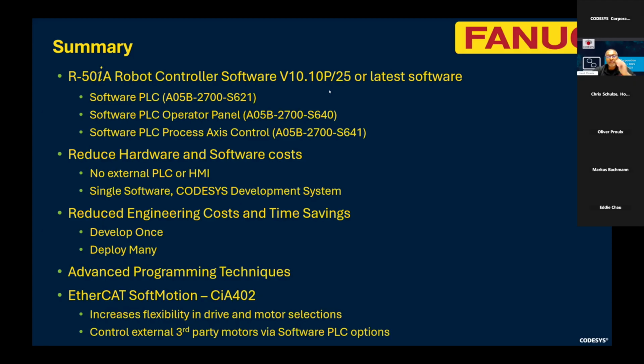And EtherCAT soft motion using the CIA 402 drive profiles will increase flexibility in drive and motor selections that allow the control of external third-party motors. A diversity of motors can be added as EtherCAT subordinate devices that comply with CIA 402 and no longer limit users and customers to just FANUC drives and motors. It opens again, another game changer, where the user is now open to any third-party motor and servo drive to control that process control axis.